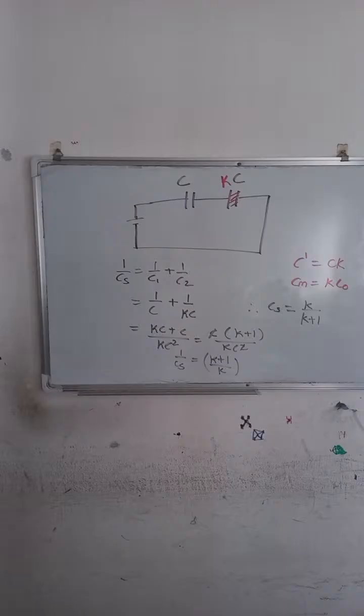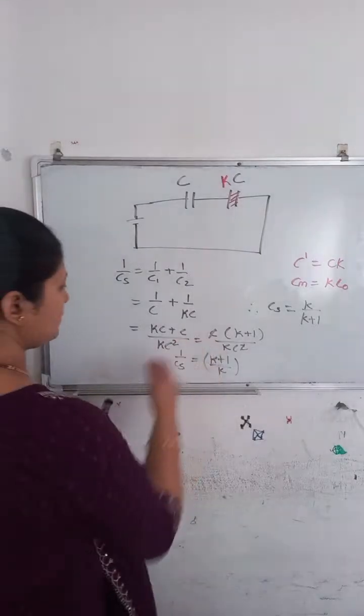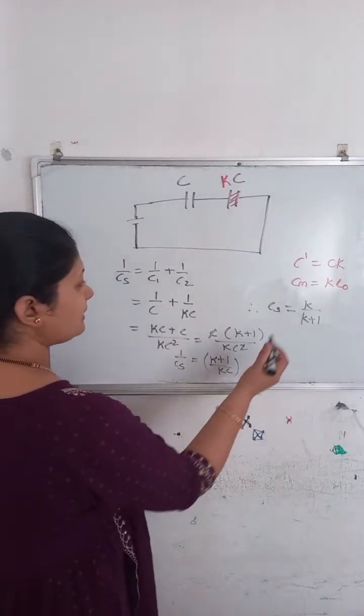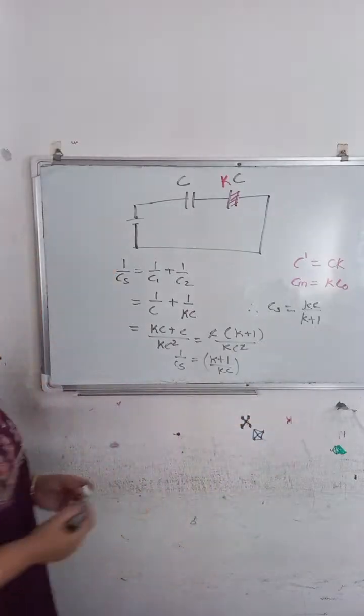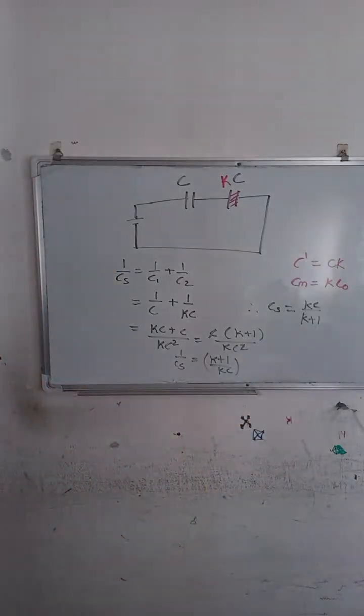So this is a 1 mark question. Copy this. One C gets cancelled. No, one C will remain here, this is C and this is C. Getting this? Understood? Do you have any doubt?